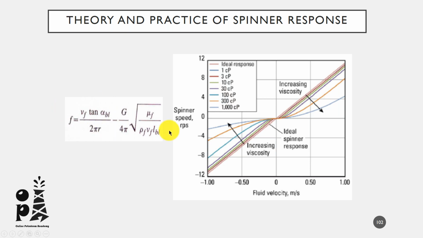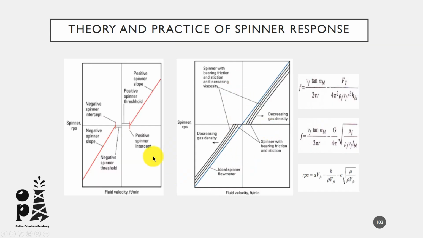The effect of fluid viscosity, like the effect of mechanical friction, reduces the frequency response and introduces a nonlinear dependence on fluid velocity, as shown here. These effects are most predominant at low fluid velocities. Here, the combined effect of fluid viscosity and the friction effect of spinner blades is introduced.